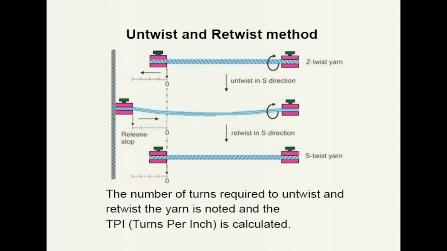So, first the original twist is removed, and then slowly the twist is reintroduced, but in the opposite direction. Suppose the yarn has an S direction twist, now the yarn is given a Z direction twist after it is removed, and it is done in such a way that the length would remain the same. So, by untwisting and retwisting it in the opposite direction, the TPI, or turns per inch, can be calculated from this method.